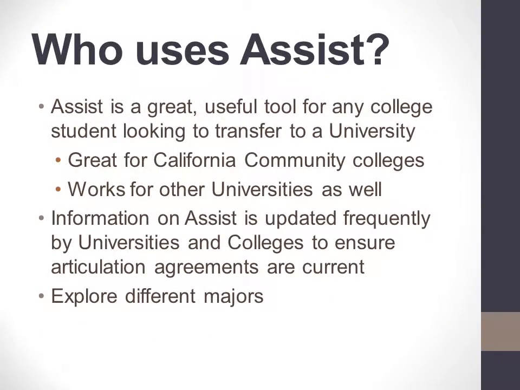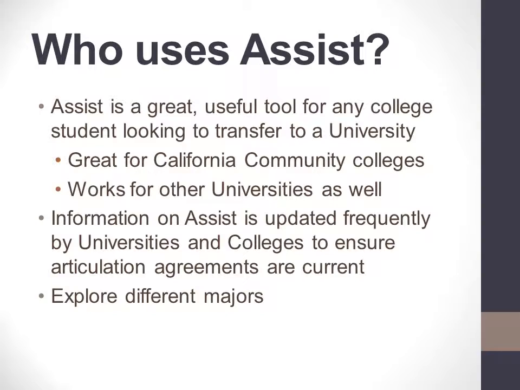So Assist is a really great tool for any college student looking to transfer to a university. It's really good, especially for California colleges, because it outlines directly all of the articulation and classes you need to take between those two institutions. It works well too for students coming from a California university; it does not need to be from a community college. The information on Assist is updated pretty frequently by different universities and colleges, and they ensure that the articulation agreements are current so that students can be using them frequently.